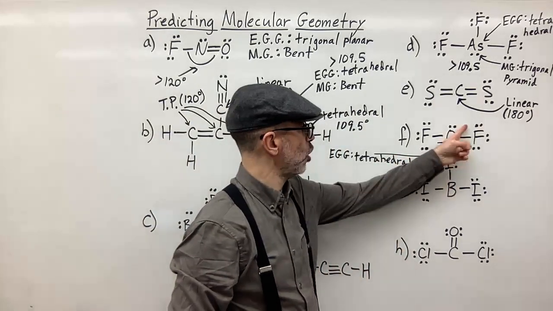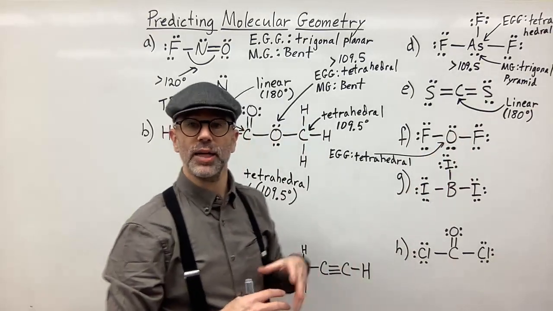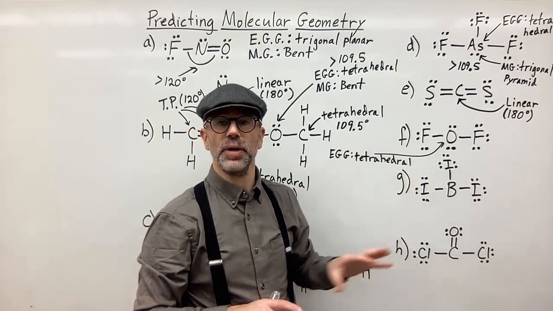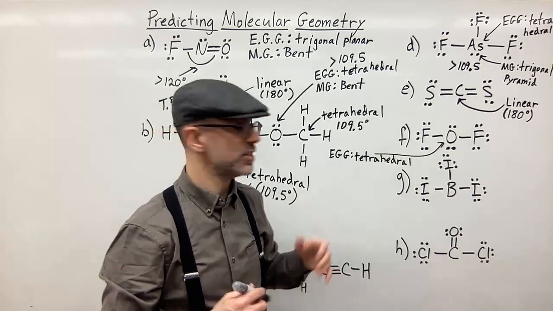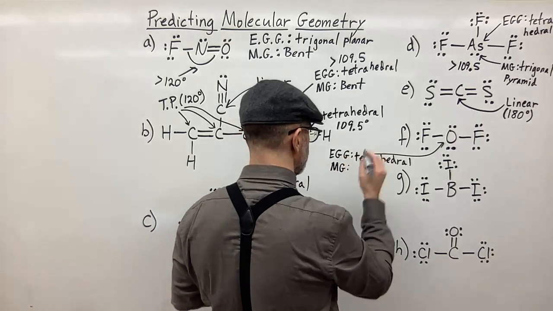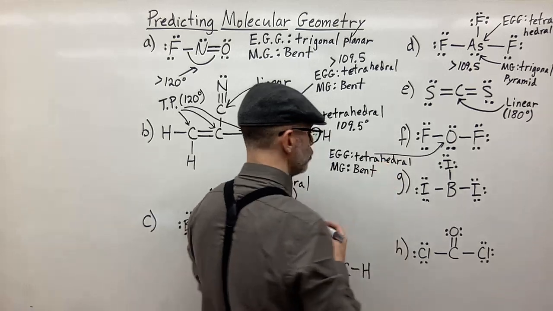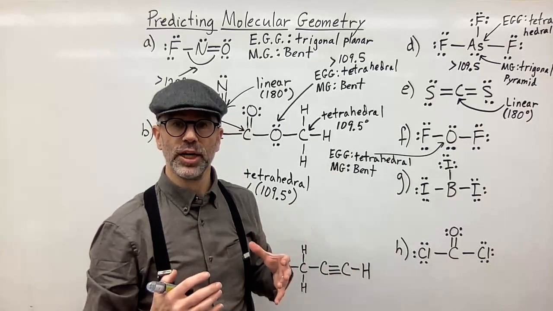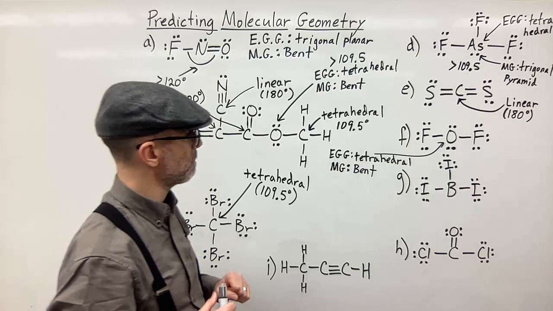But since I have two lone pairs, the lone pairs are going to give you a different molecular geometry. So ignoring the lone pairs, we look at the shape of the molecule and we see that it is bent. So the molecular geometry, according to your chart, should say bent. Whenever you have two bonding groups and two lone pairs, your molecular geometry is going to be bent.